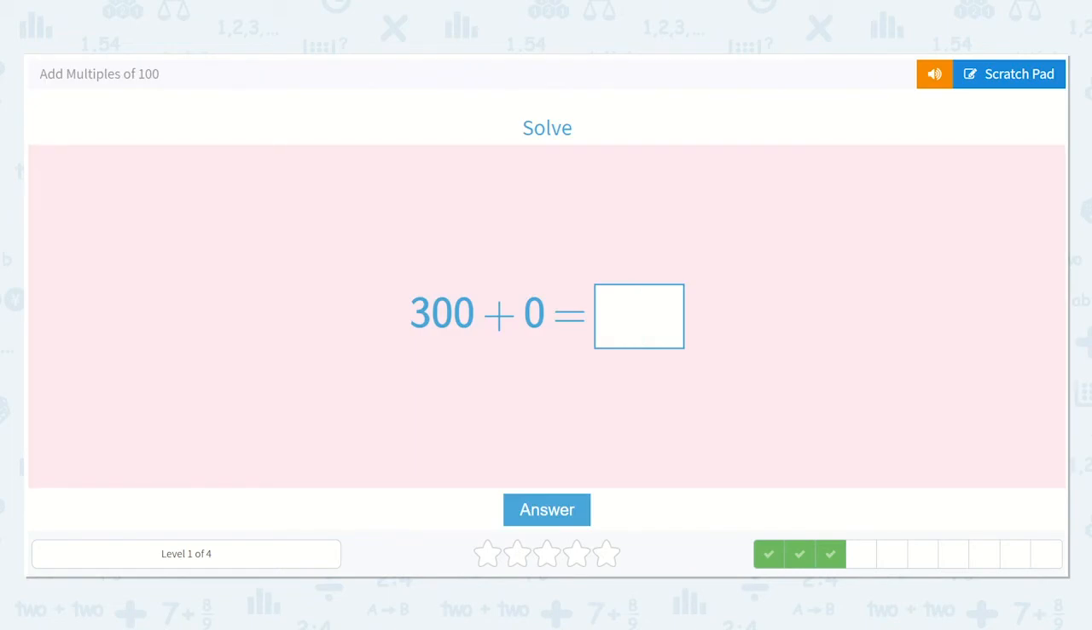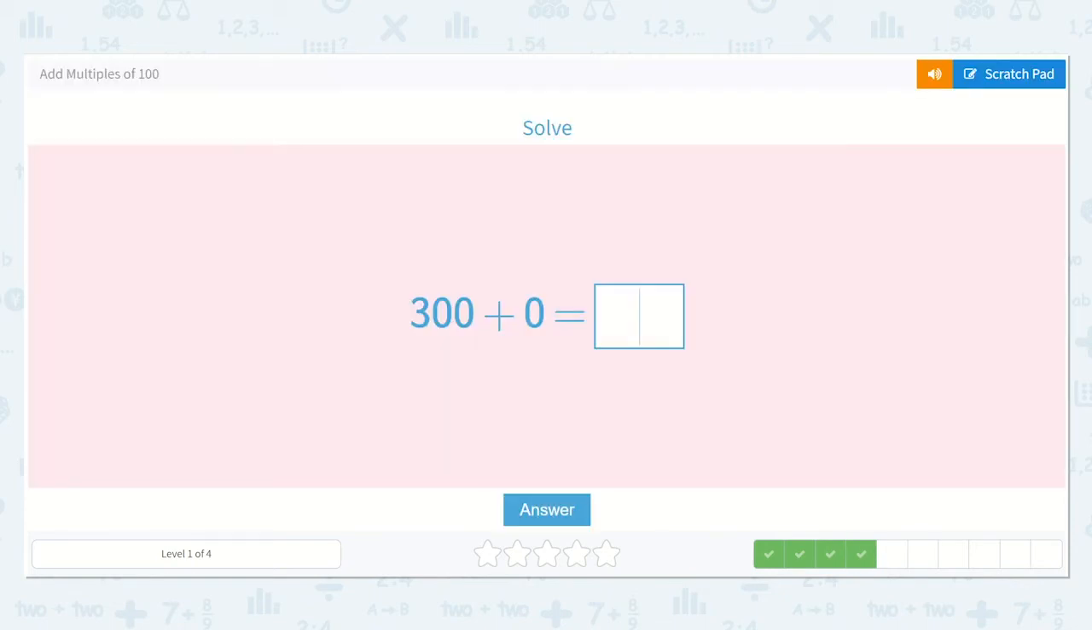Now if I have 300 and I draw 0 more hundreds, how many hundreds do I have? Absolutely, just 3 hundreds, because that is all I would have drawn, and I didn't even need to draw for this picture because we are just adding 0.